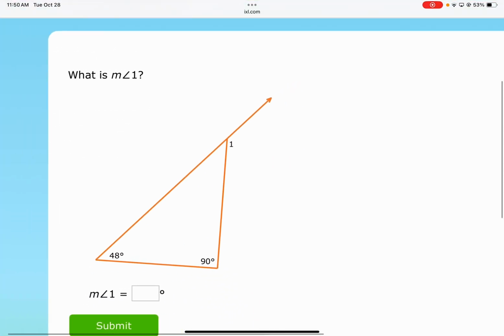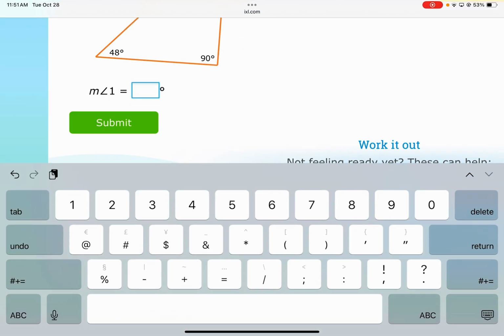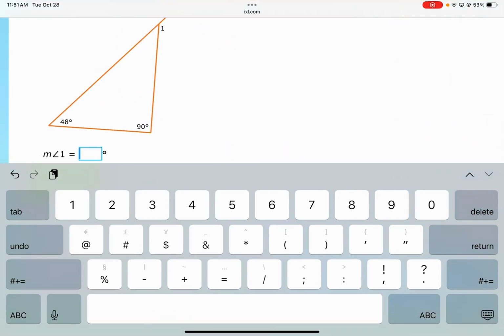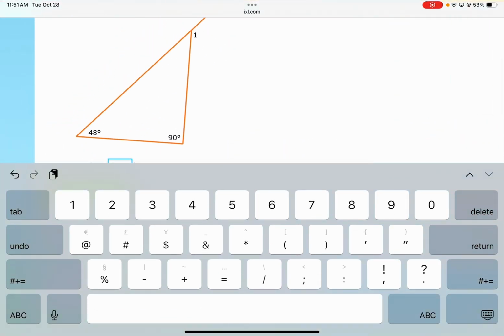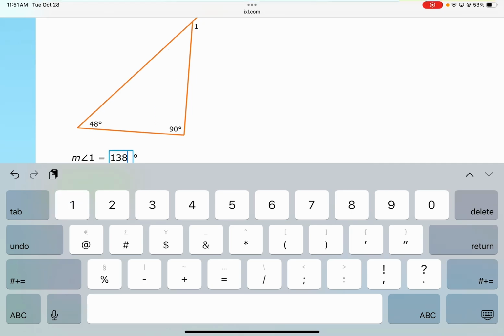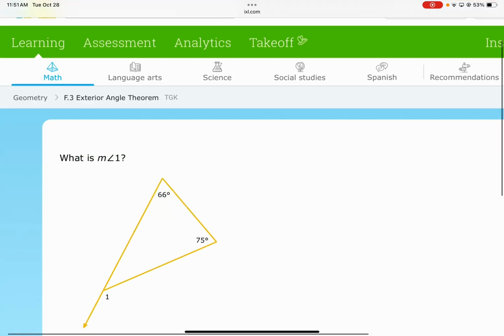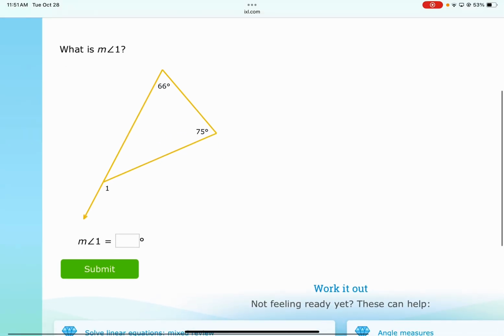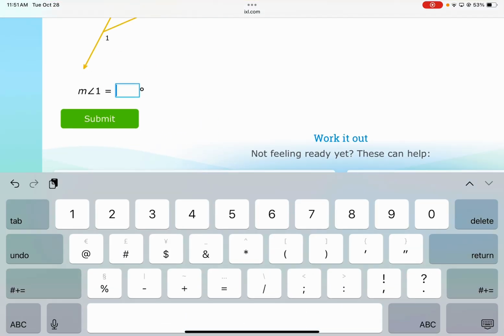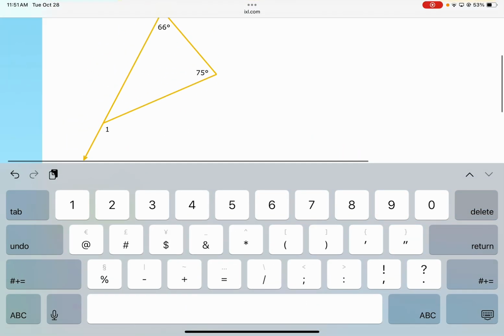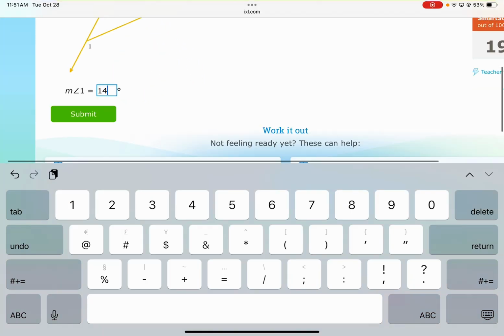All right, what about this one? What do I have to do? Same thing, so add those two angles together, right? 48 plus 90 gives me, okay, turn. Keep it up! All right, measure of angle 1, let's see, 66 plus 75. We're getting in the groove now. You said 141. I believe you.